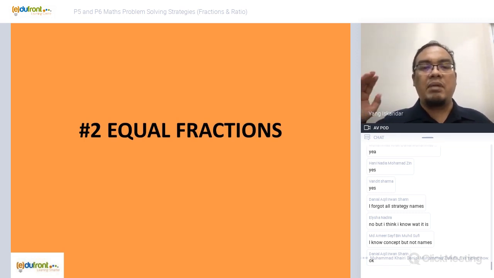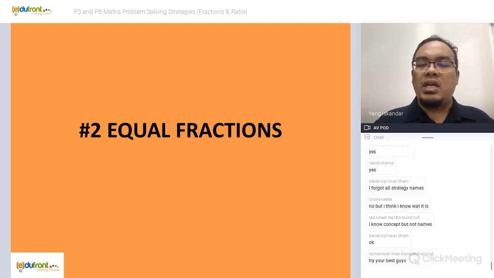In the PSLE, it's not so straightforward. There's no such thing as remembering one strategy and being able to solve everything. It's not easy. You need to be flexible and know as many strategies as possible. To do that, you need to be exposed to the different strategies, whether the model method, unitary method, ratio method, or branching method, so that when you see any type of question, you are able to use what you have learned to solve it. The exact name is not a problem at all if you don't remember.